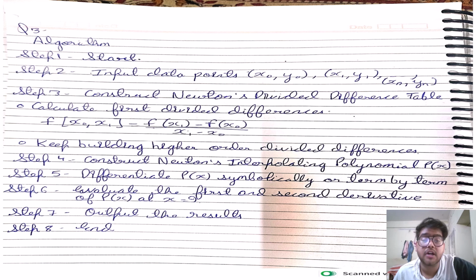Step 4, construct Newton's interpolating polynomial p of x. Step 5, differentiate p of x symbolically, term by term. Step 6, evaluate the first and second derivative of p of x at x is equal to 9. And step 7, output the result.